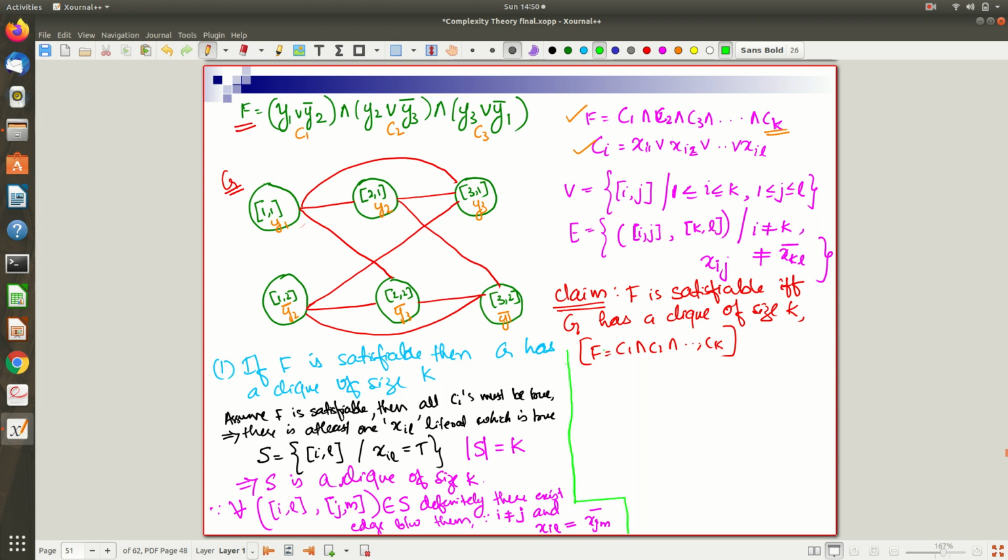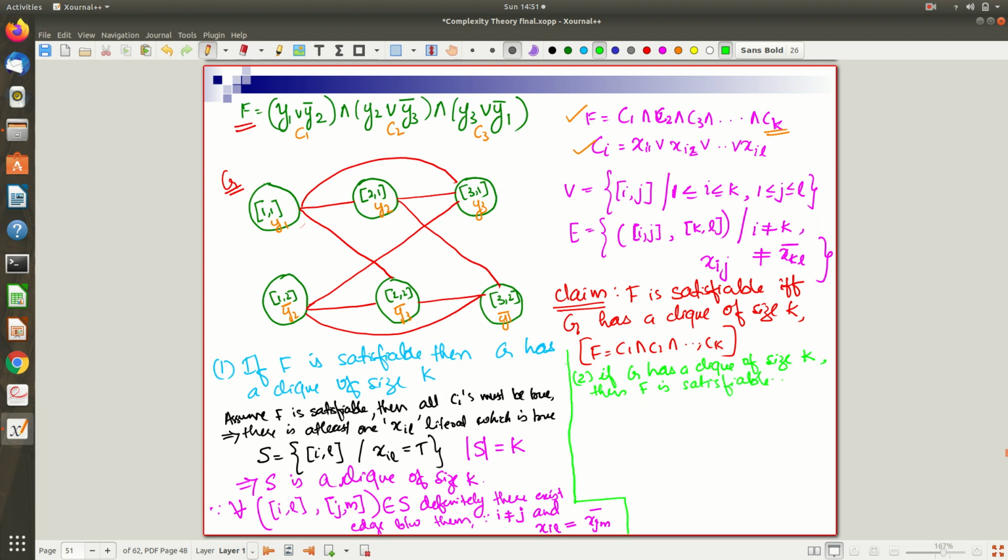Okay, so let me prove this. The second part I have to prove is, if G has a clique of size k, then the corresponding formula F, with the k clauses that I am not writing, is satisfiable.